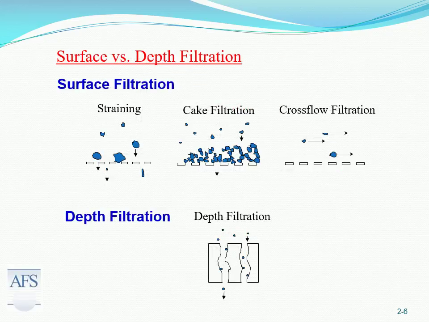The 4 filtration mechanisms are also categorized into either surface filtration or depth filtration. In surface filtration, particles are retained on the surface of the filter media. This group includes straining, cake filtration, and crossflow filtration. In depth filtration, particles are caught inside the filter media. This term is the same as the one we introduced before.